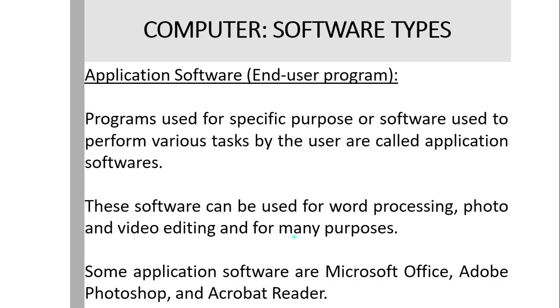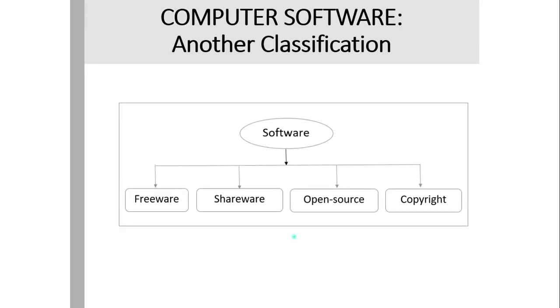Second category of softwares is application software or end user program. Programs used for specialized purpose or specific purpose or software used to perform various tasks by the user are called application software. These softwares can be used for word processing, photo and video editing, or for many other purposes. Some application softwares are Microsoft Office, that has PowerPoint, Word, Excel, and so on. Another is Adobe Photoshop. Then we have Acrobat Reader.